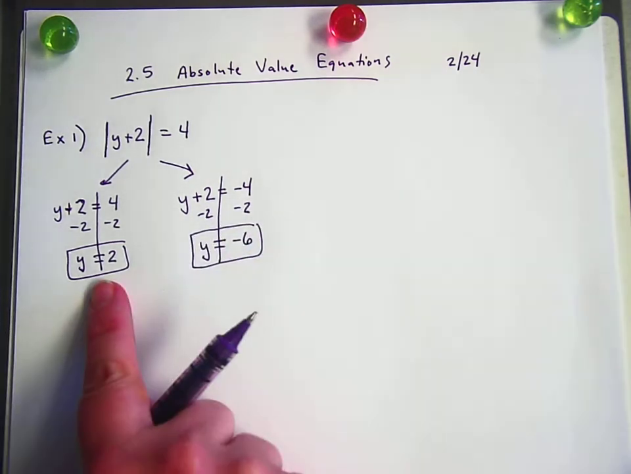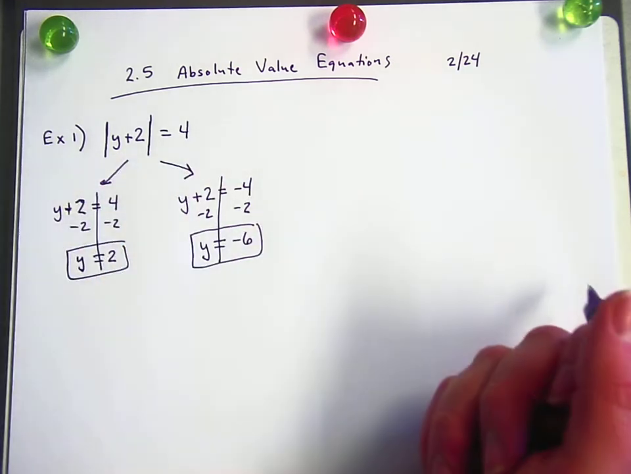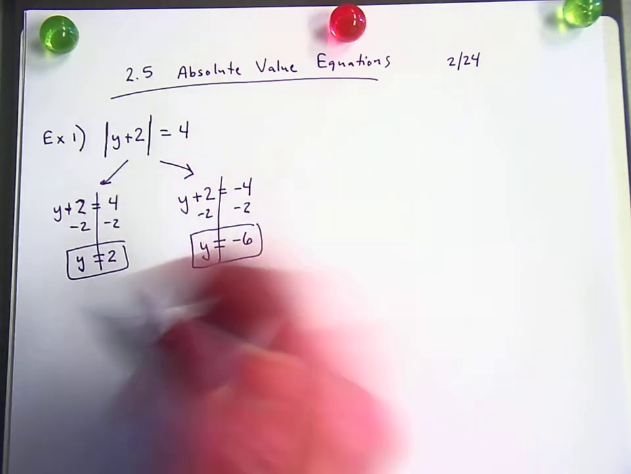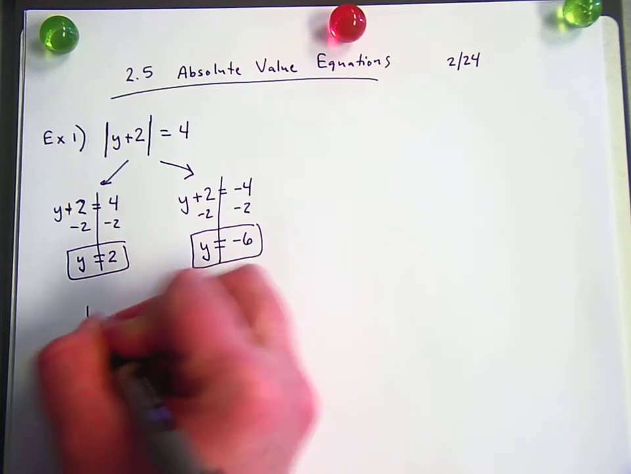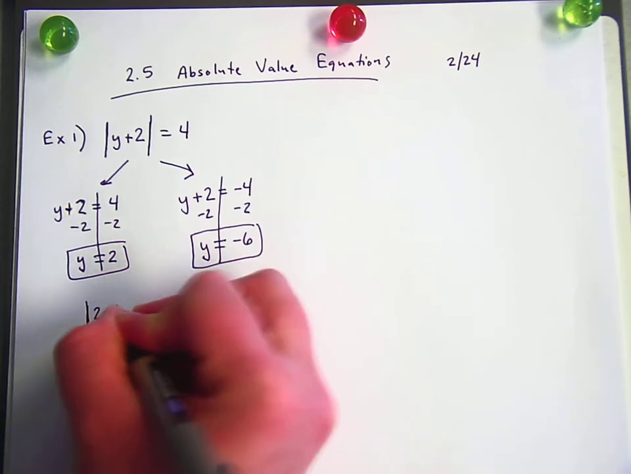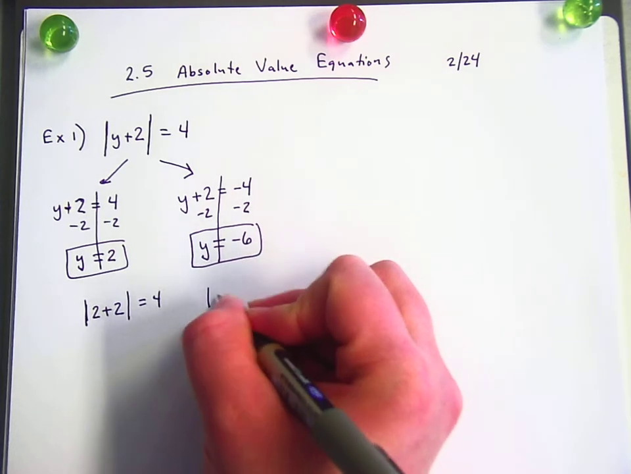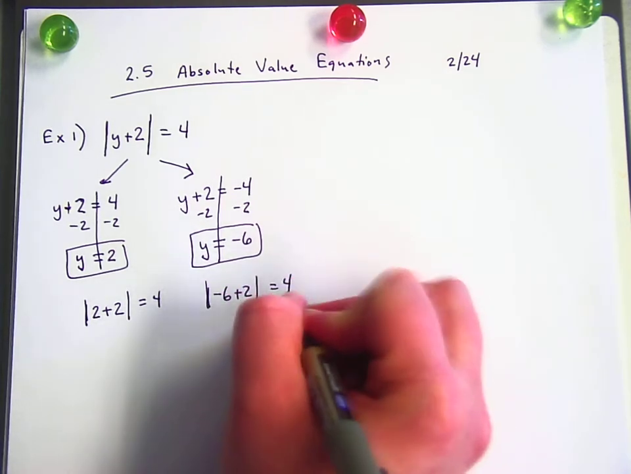So if you put in 2, or if you put in negative 6 into this original equation, you'll get a good answer. So just to prove it to you, and this is all you would have to do for this problem, but just to prove it to you, I'm going to try plugging in these answers to show you what happens. So if I plug in a 2, absolute value 2 plus 2 equals 4, and on the other one I'm going to plug in absolute value negative 6 plus 2, absolute value equals 4.